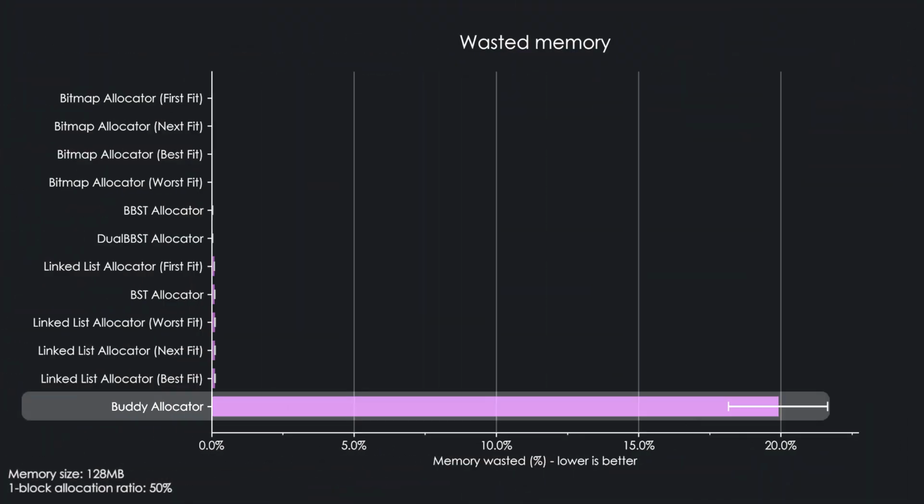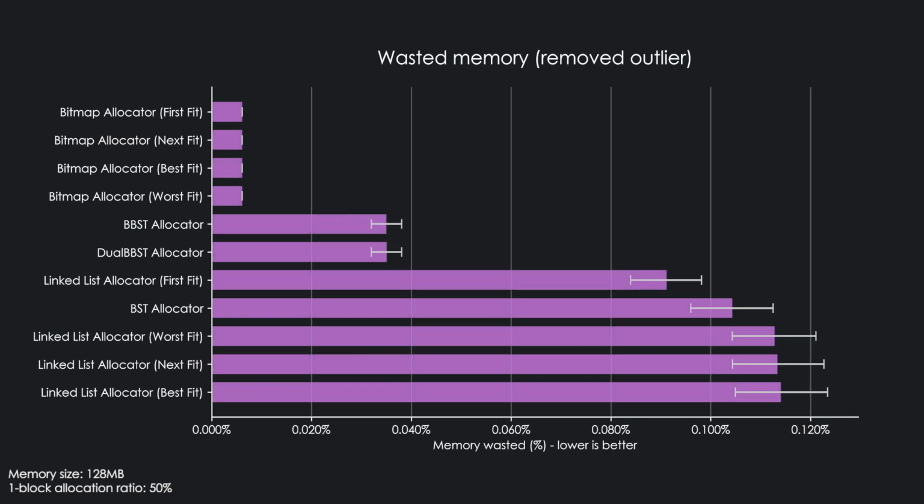We can already see which is the worst performer, the buddy allocator, which averaged 20% wasted memory. The explanation is very simple. This is caused by the rounding of blocks to a power of 2. Removing the buddy allocator from the chart allows us to see the wasted memory of the other allocators as well.